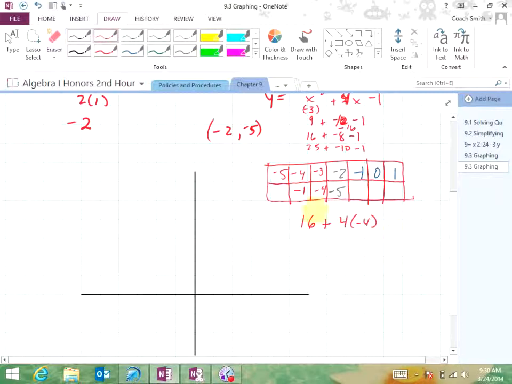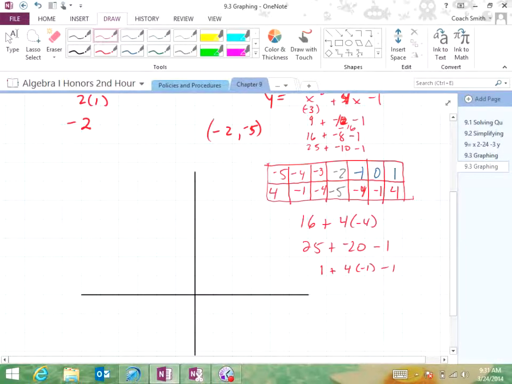So that's going to be negative 1, so that's right. Then I got 25 plus negative 20 minus 1, which is positive 4. Okay, go on the other side. The other side you got 1 plus 4 times negative 1 minus 1. So that is going to be negative 4. And then negative 1. 4.